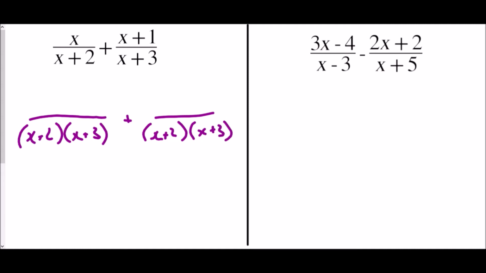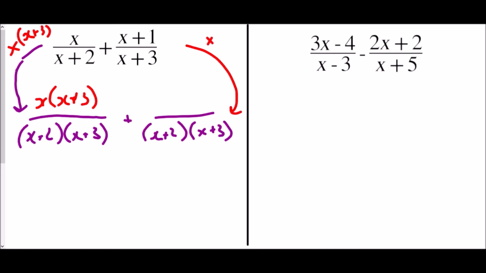And in this case, what we just need to think about is what has happened on the left hand side. Well, the left hand side has been multiplied by x plus 3. And so what we've got is x brackets x plus 3. As simple as that. On the right hand side, well, this one has been multiplied by x plus 2. And so we've got x plus 1, x plus 2.